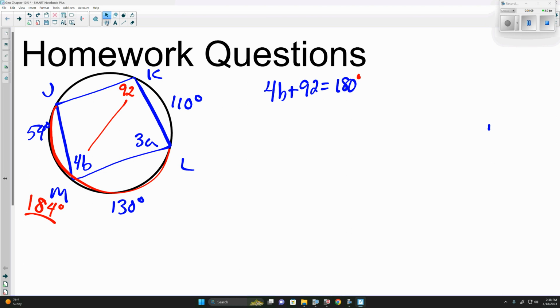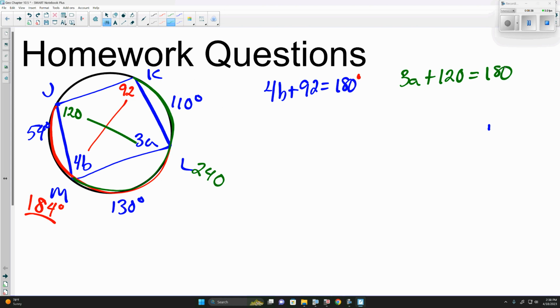Now, the only other angle that we're missing is this one here. But they did tell us that this is 110 and this is 130. So this whole section is 240. And angle J is going to be half that, so it is 120. So these here would add together to be 180.